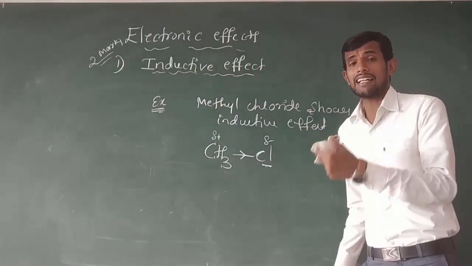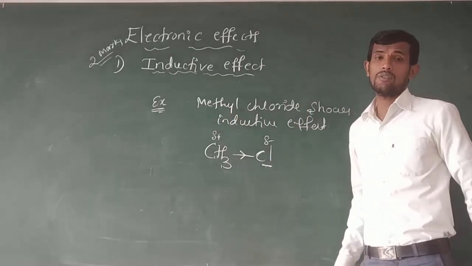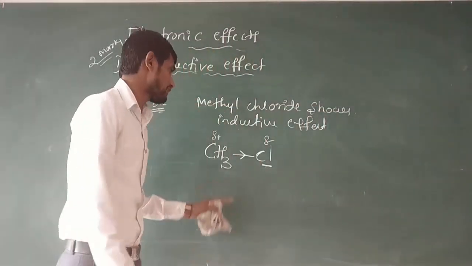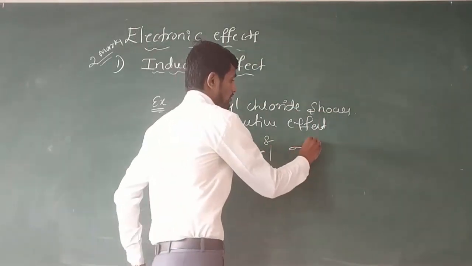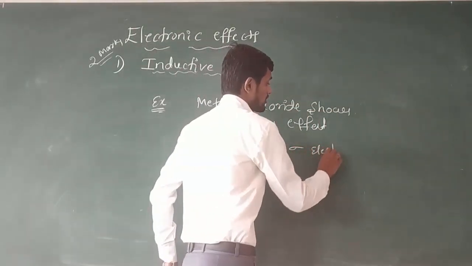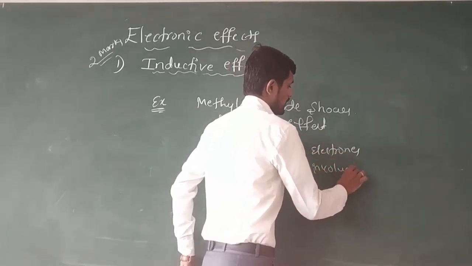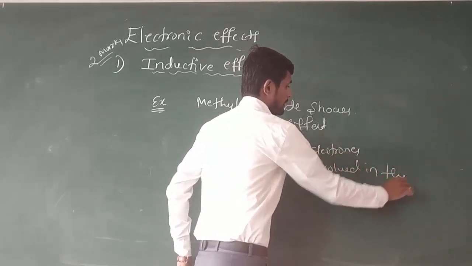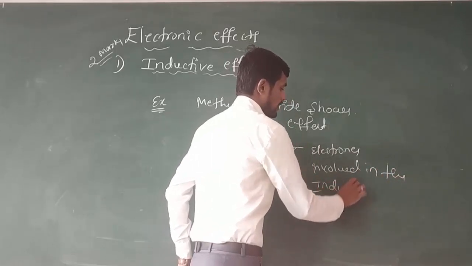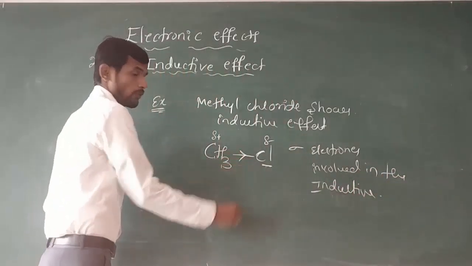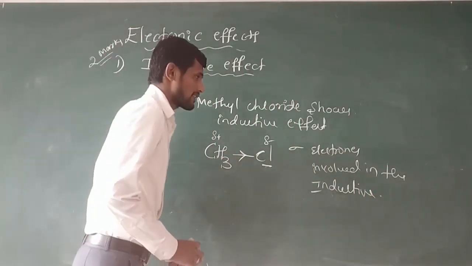Which type of electrons are involved in the inductive effect? Sigma electrons, remember, sigma electrons are involved in the inductive effect, because the movement of electrons takes place through a covalent bond. Covalent bond means it contains sigma electrons.